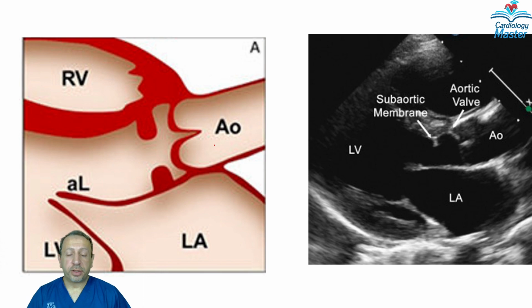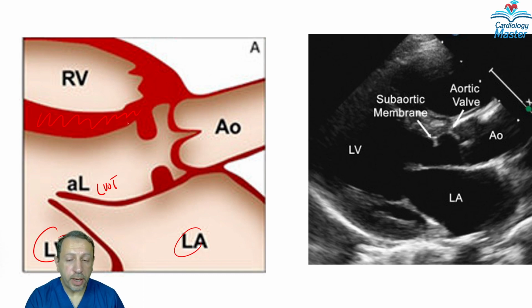What is the subaortic membrane? The subaortic membrane is a fibromuscular membrane that arises from the left ventricle wall and bulges into the cavity of the left ventricle outflow tract, the LVOT. As you can see, this is the muscle left ventricle wall. This is the left atrium. This is the cavity of the left ventricle, and this is the LVOT.